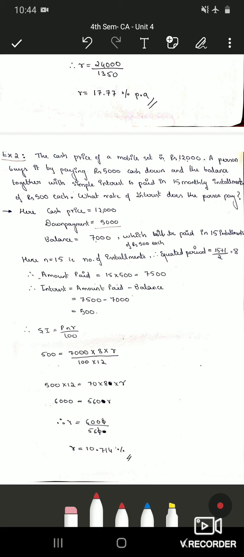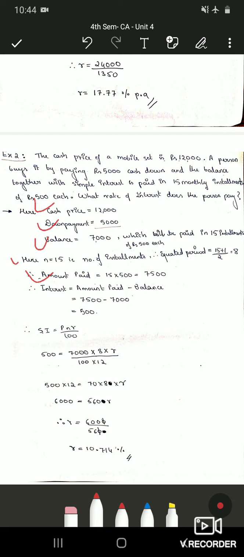So similar problem. First write the cash price, whatever is the down payment. So the balance will be cash price minus down payment, which is 7,000, and this amount will be paid in 15 installments, wherein each installment you have to pay 500 rupees. And here they have given n as 15, that is number of installments. Find out equated period. It will be 15 plus 1 by 2, that is 16 by 2. You will get 8 months.